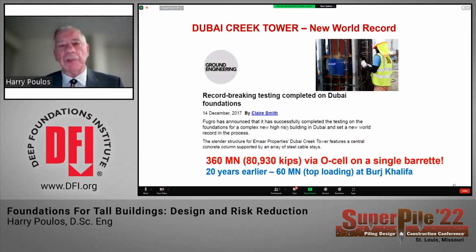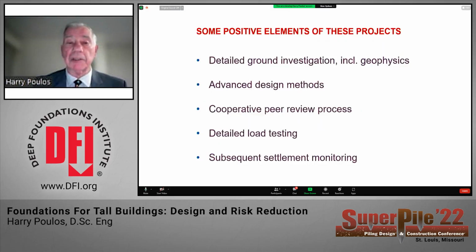Now, it's a shame George Osterberg isn't here to enjoy this. A new world record was set during the testing of one of these barrettes because 360 meganewtons, which is in excess of 80,000 kips, were put onto a single barrette via an O cell. And I just mention here that 20 years earlier or so, 60 meganewtons, or 1/6 of that, was as much as we could have on the Burj Khalifa. So that was really quite an achievement. And again, the performance of those barrettes was in excess of the design expectations.